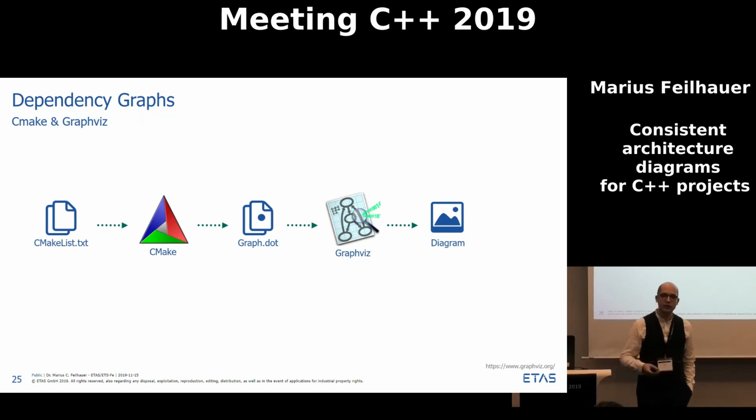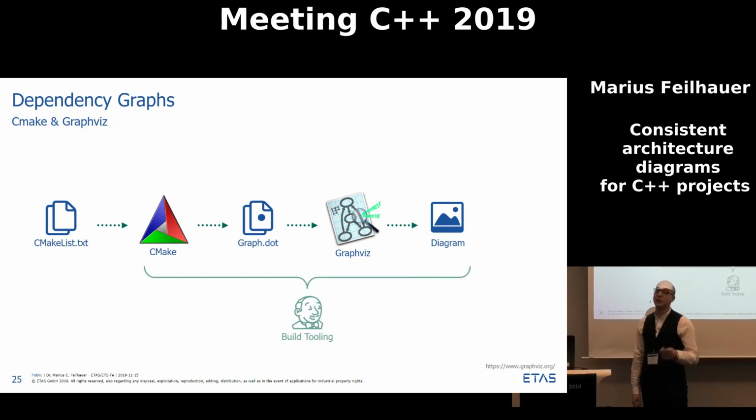In the end, the dependency flow of this generation is the following. So you just write your CMake list files, your targets, define them. Then you use CMake with some special arguments to create a dot file. A dot file in the end is some textual representation, and you can use the GraphViz tooling to transfer these dot files into images like PNG, JPEG, or vector graphics. And the nice thing about it is you don't have to do anything.